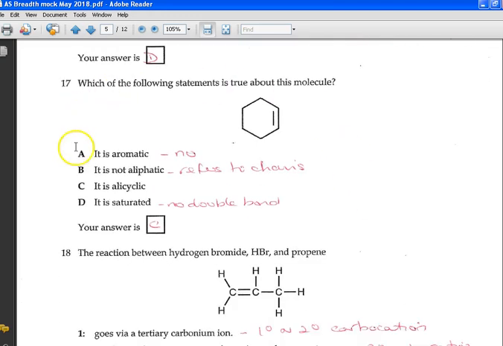This one, you need to learn these terms: aromatic, aliphatic, alicyclic. You need to know the difference between them. This is definitely not aromatic. It doesn't have a ring in the middle, or it doesn't have 3 double bonds, depending on how they represent it. So it's not aromatic. It's not aliphatic, because aliphatic has to be a chain. Is it saturated? No, there's a double bond in there. So it's alicyclic. Basically, it's formed a ring, but it's not an aromatic ring.